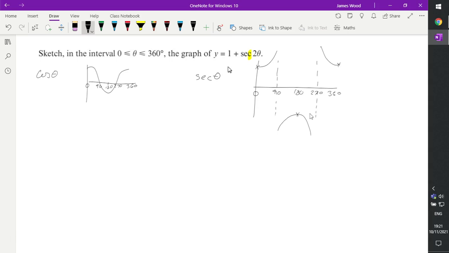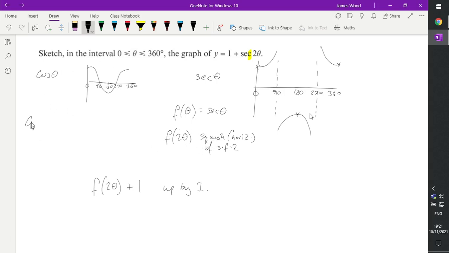Now, in terms of how this has been transformed, if we say that f of x, or f of theta, I suppose we should say, is sec theta, the first transformation is f of 2 theta. This is a squash horizontally of scale factor 2. The next thing that happens is then f of 2 theta plus 1, which moves the whole thing up by 1. Okay. Now let's deal with the horizontal squash of 2 first of all.